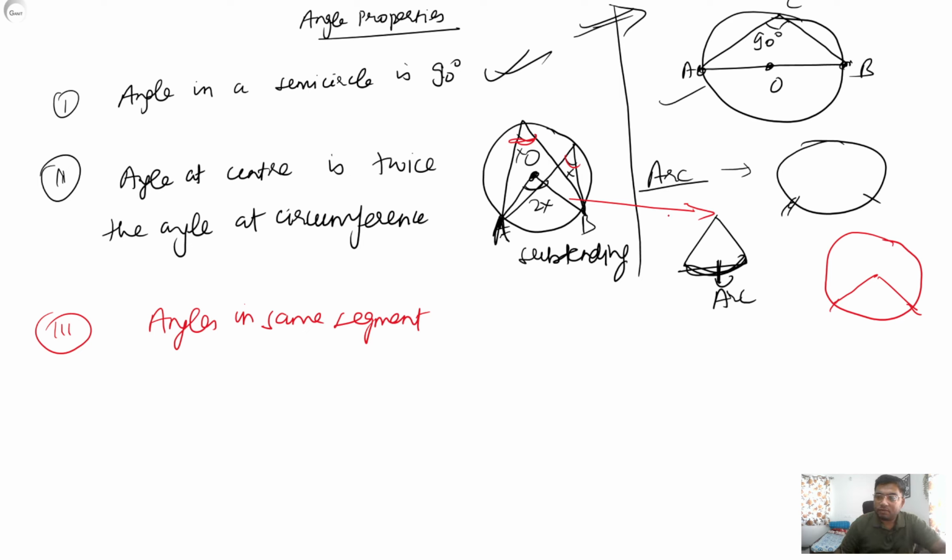Guys, remember we have questions where there may be a diagram like this. It won't follow the same rule. There may be a diagram like this. It won't. See, the point is that one angle at the center and one angle at the circumference has to be made. You can't have an angle in between somewhere.